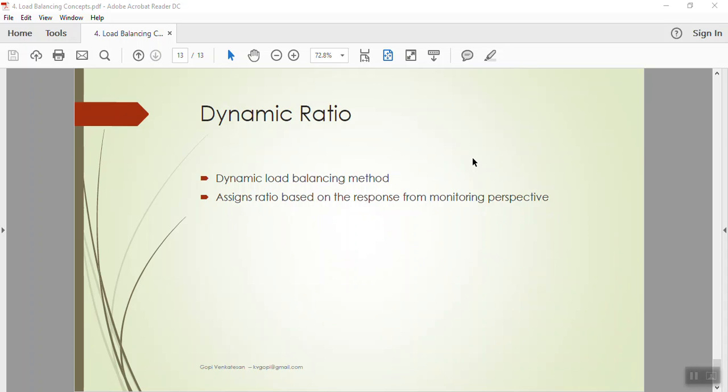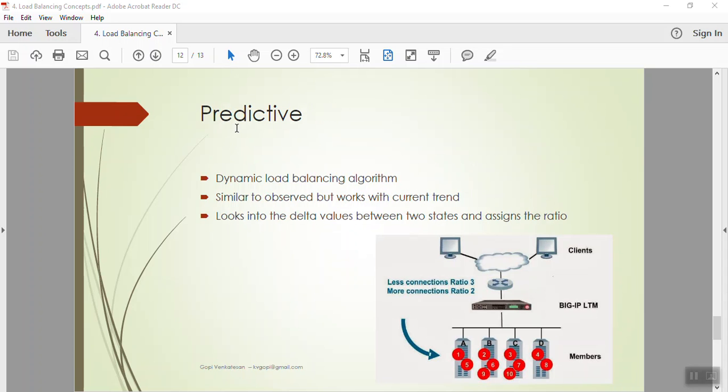So the next load balancing method we are going to be discussing is called predictive. Predictive is also a kind of observed method, but the ratio is going to be assigned. What information is it going to be taking? I'm going to be taking two different states. In each and every state, how many active connections were there?